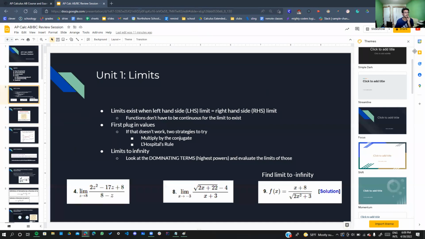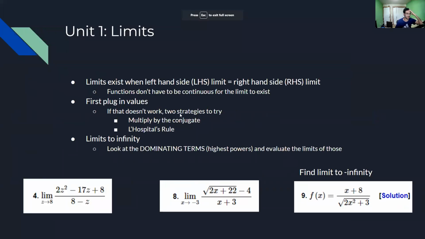All right, and here are some ways to solve limits. First, you try plugging in values. If that doesn't work, you can do two different ways. One is multiplying by the conjugate. What a conjugate is, basically, you flip the sign: if you have a plus b, you multiply by a minus b.